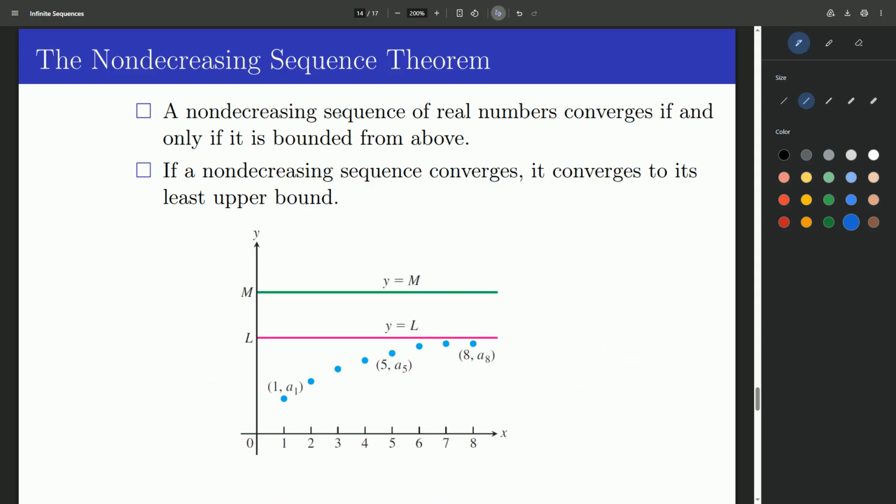So a non-decreasing sequence converges if and only if it is bounded from above. If a non-decreasing sequence converges, it converges to its least upper bound.